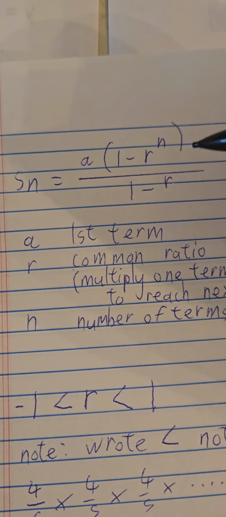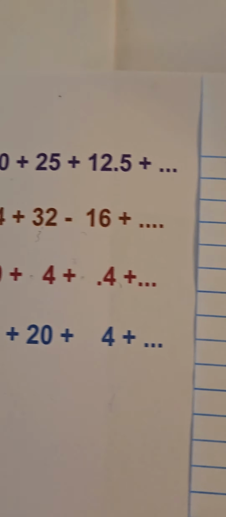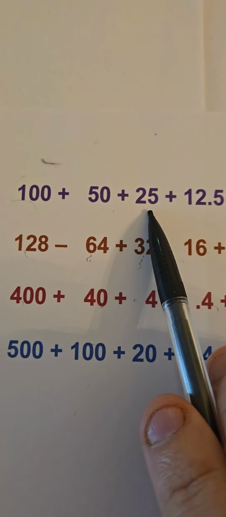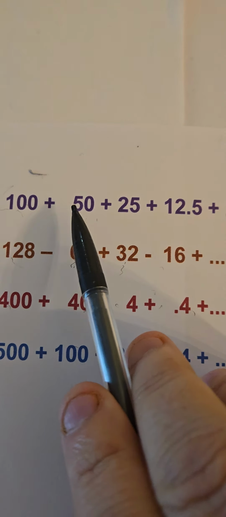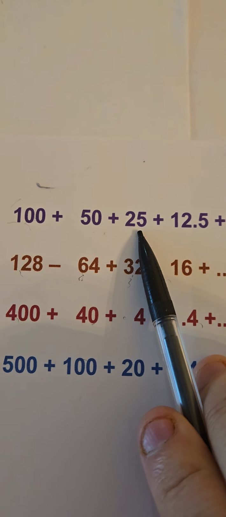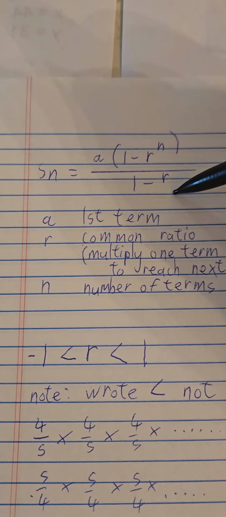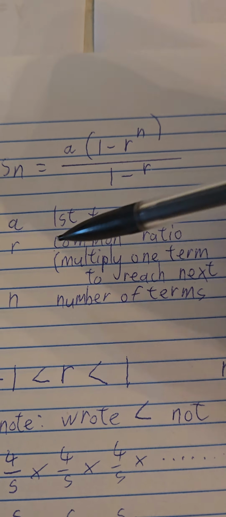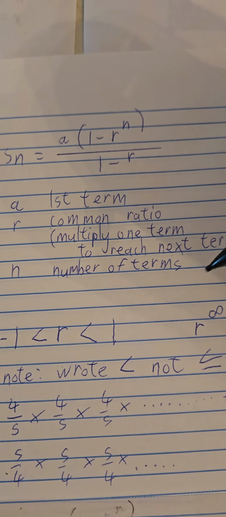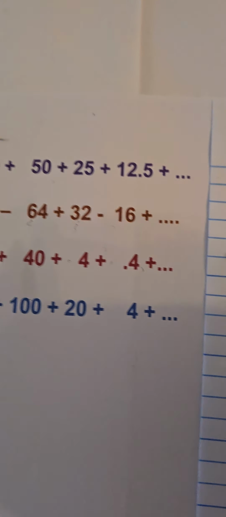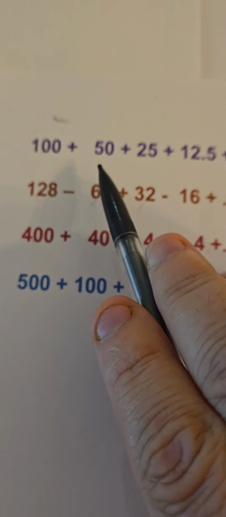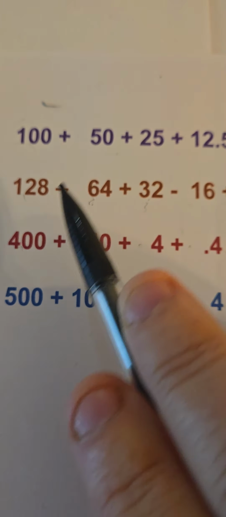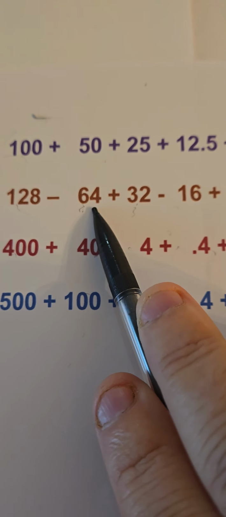This is the formula for adding up the sums of a geometric series. If we go back to this one, the third term is 25, but the first 3 terms add up to 175. This is the formula for adding the terms. And as a reminder, A is the first term, R is that common ratio, and N is the number of terms you want to add up. So if I go back to here, A is 100, and in this case, R, that common ratio, is a half. Here, that R is minus a half.